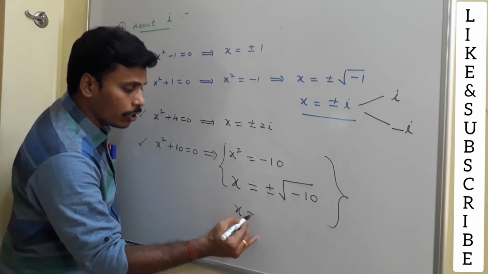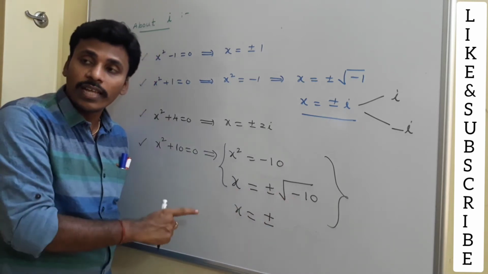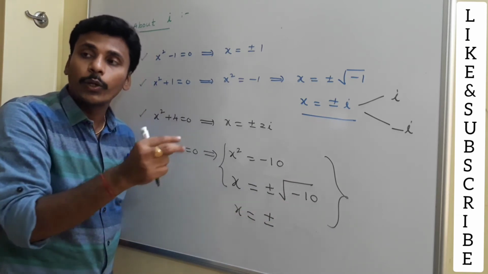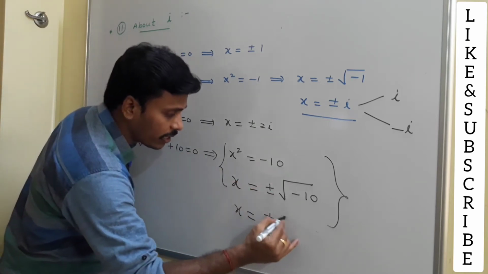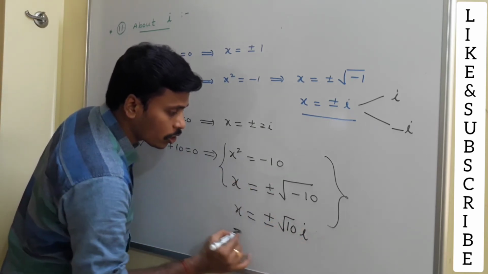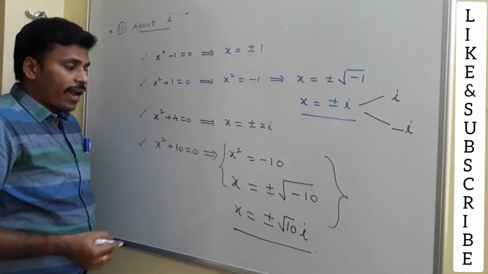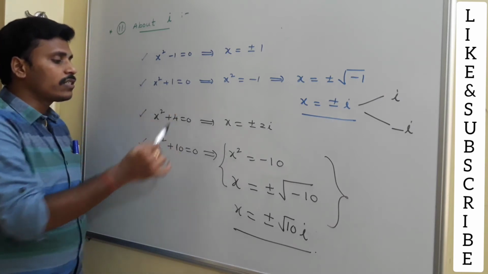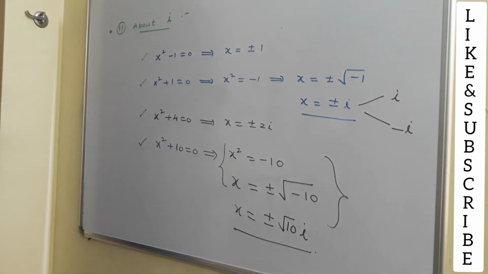And then x is equal to plus or minus under the root, what we have? Minus 1 along with root 10. How can we write this minus 10? Minus 1 into 10. The root of minus 1 is i, and the root of 10 will remain like this, and then x is equal to plus or minus root 10 i. So at the end, using these imaginary quantities, we can find the roots for these types of equations. Have a look at this, and I will give you a few more problems related to the imaginary quantity.